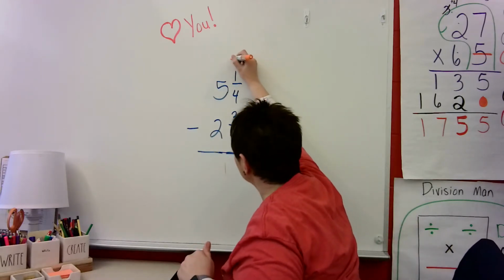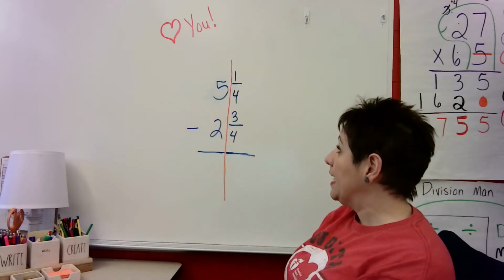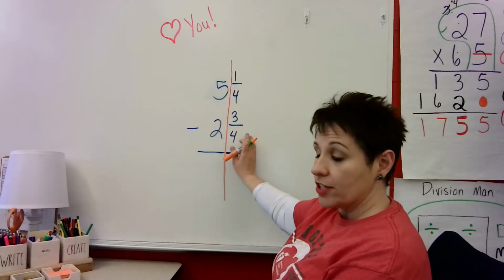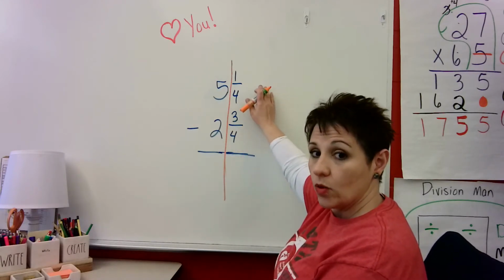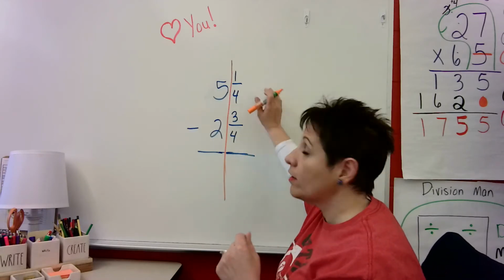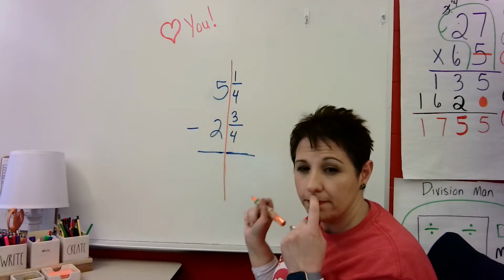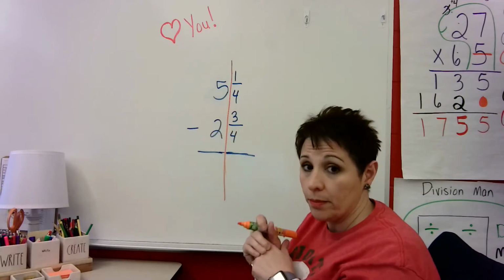And I really like that because I like to see things. I'm a visual person. I'm a visual learner. So here we go. I have my whole number. I have my fractional units. We always start with our fractions. 1/4 minus 3/4. Got a problem. 1/4 is less than 3/4. So I have to borrow from my whole number.